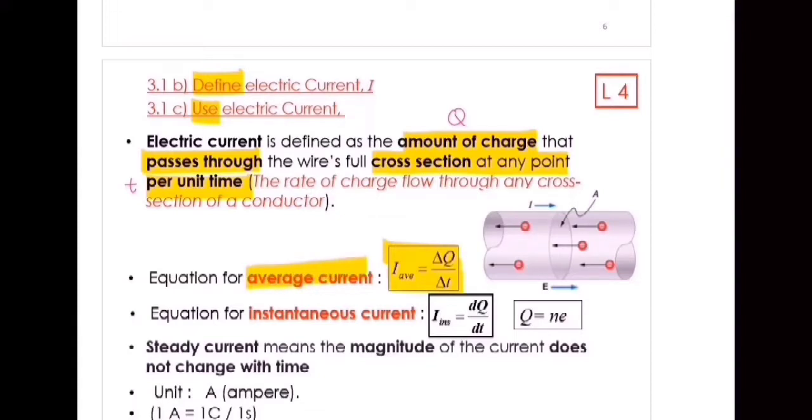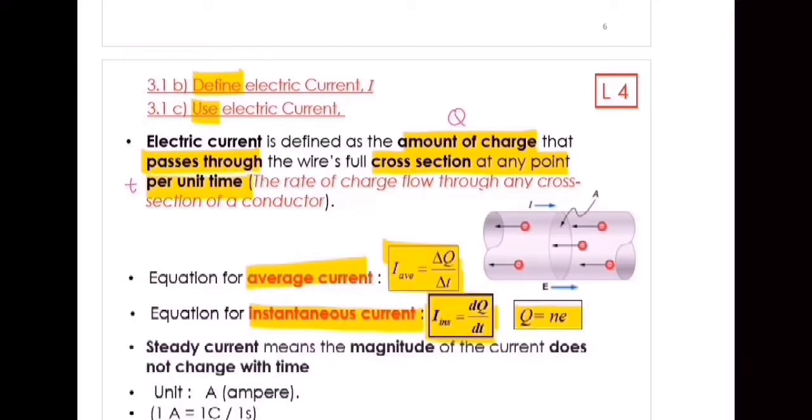For instantaneous current, it's the rate of charge flow in a semiconductor per unit time. So it's dq over dt. This is the instantaneous current, at a certain point. And we have another equation, which is Q equals NE, where Q is the charge, N is the number of electrons, and E is the electron charge.